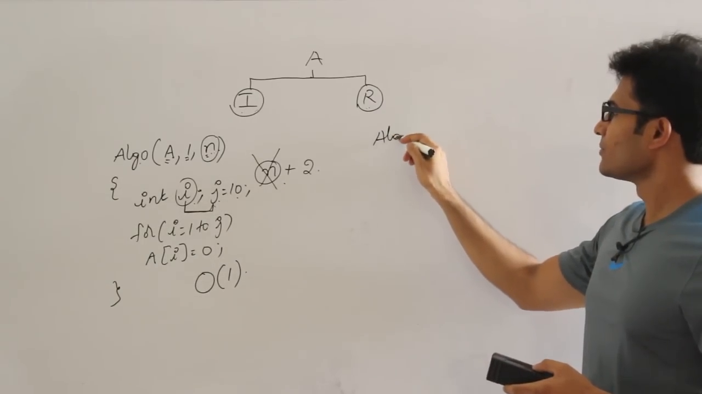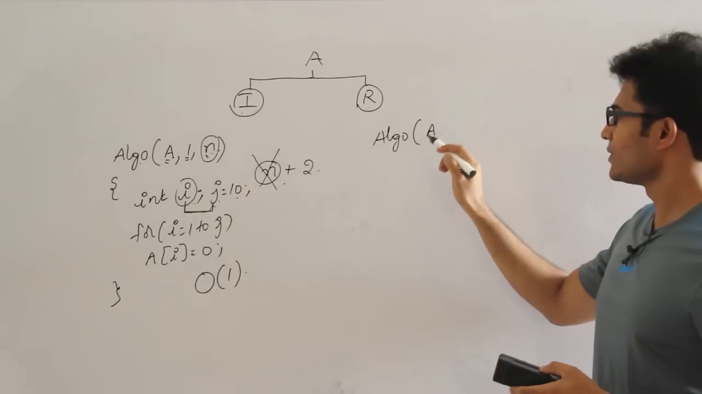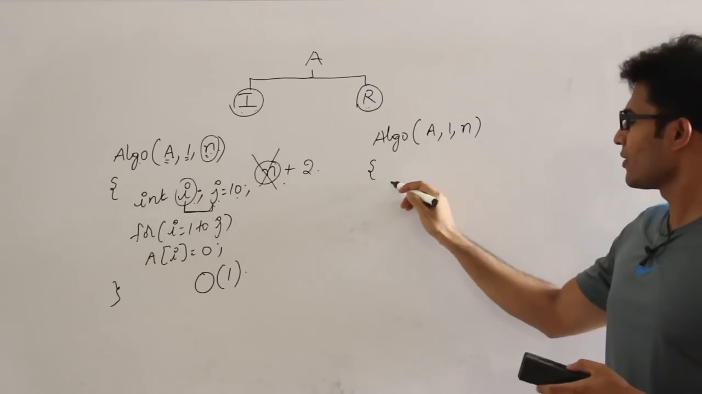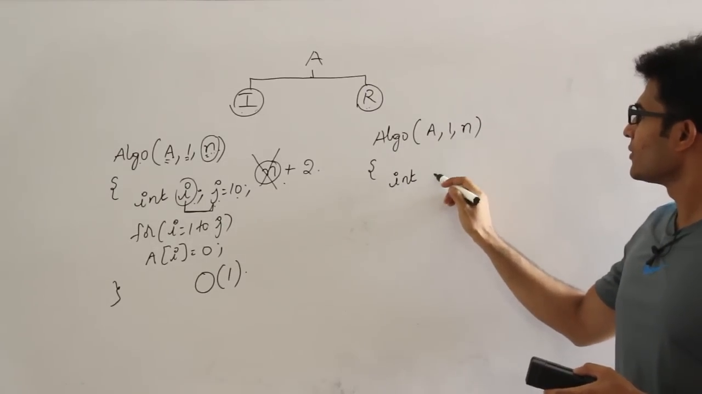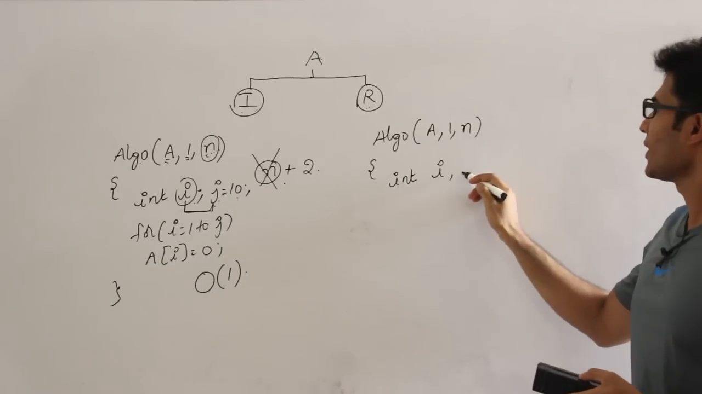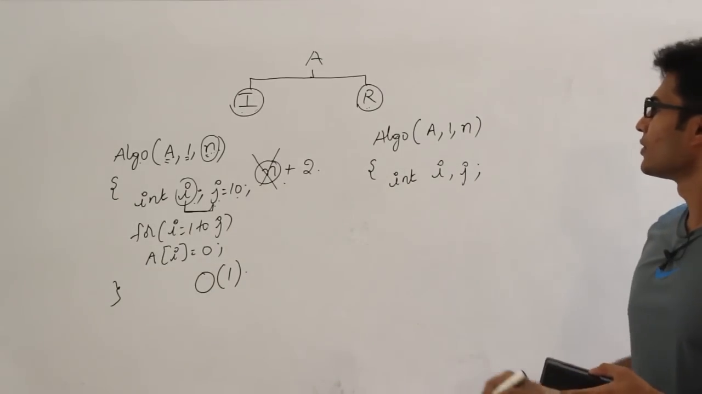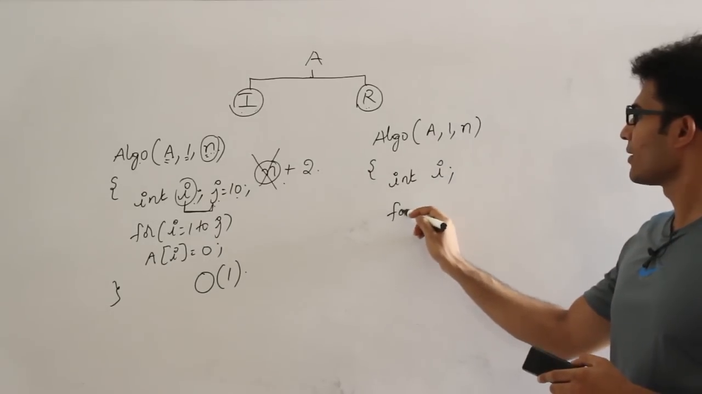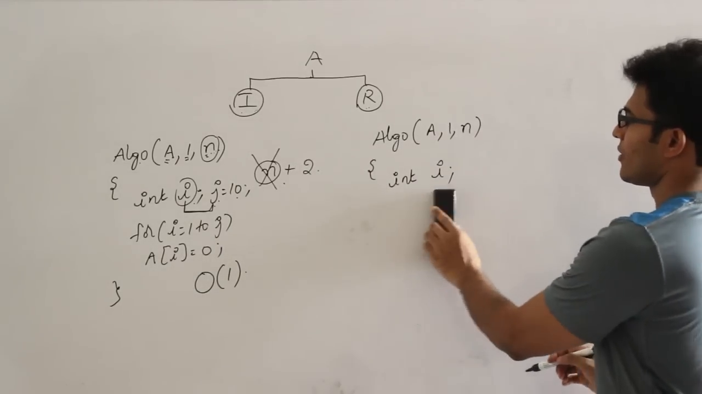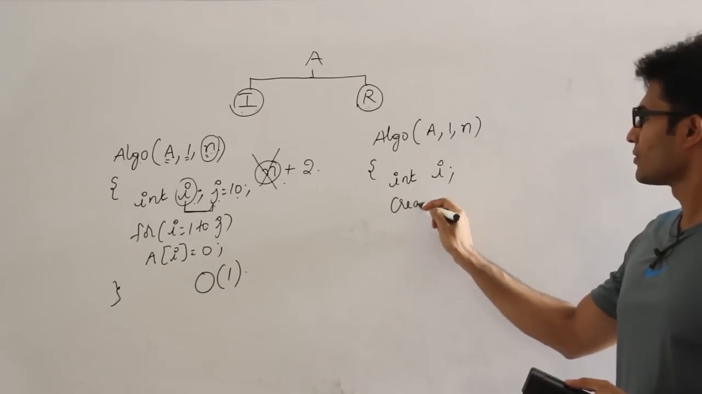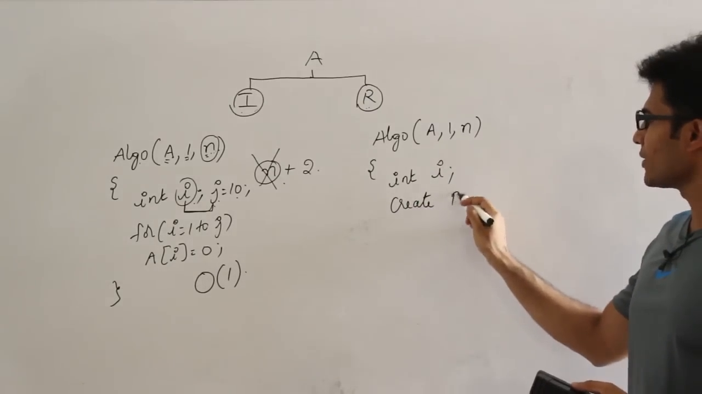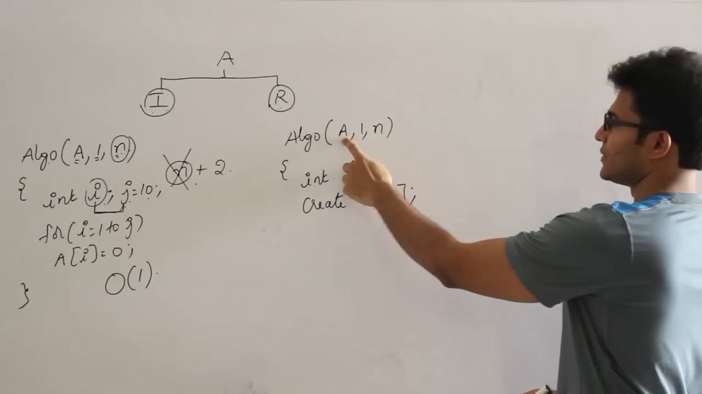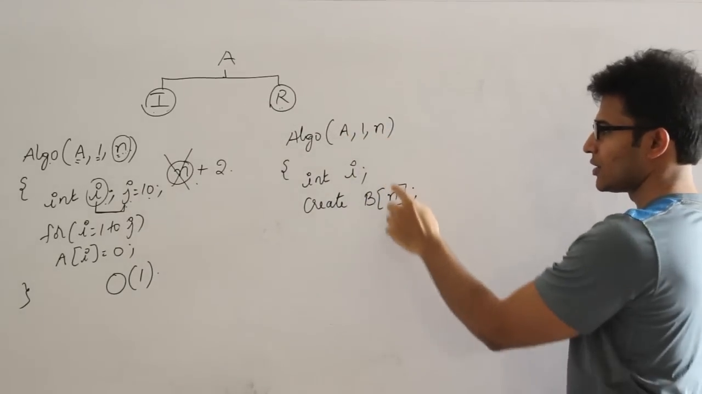Let us say I have an algorithm which is given A as input, an array containing n elements. In this I have integer I and then integer j. Then I am writing create, which means I want to create one more array B of size n. So whatever the input size is, I am creating an array which is proportional to that size.